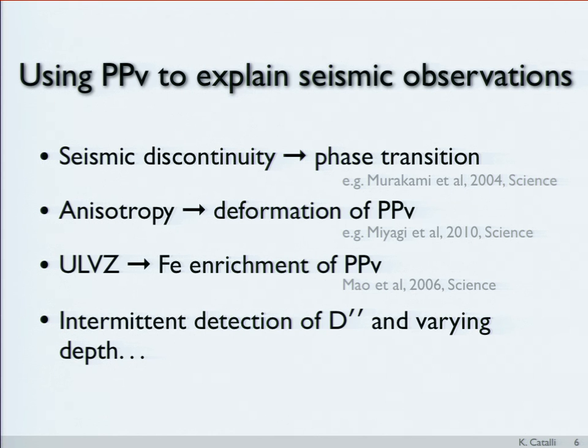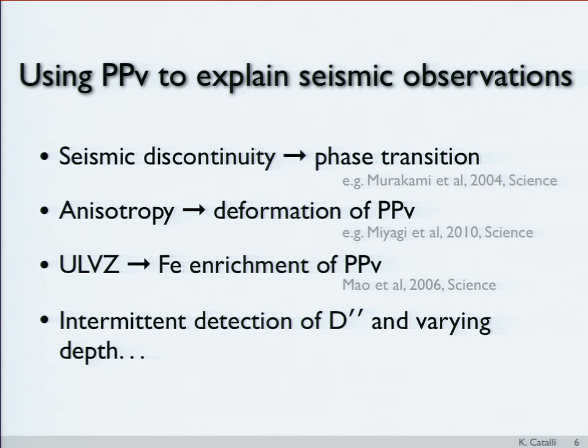So to be able to explain the discontinuity, there's a bunch of observable features in the D double prime region that we need to be able to explain using the post-perovskite transition. So the seismic discontinuity itself can be explained using the phase transition. There's a density change that occurs at the phase transition, which causes an increase in the wave speeds passing through it. The anisotropy that I talked about: because of the layered structure of post-perovskite, when you deform it, it can align and get a crystallographic preferred orientation, and that allows for wave speeds to pass faster in certain directions compared to others.